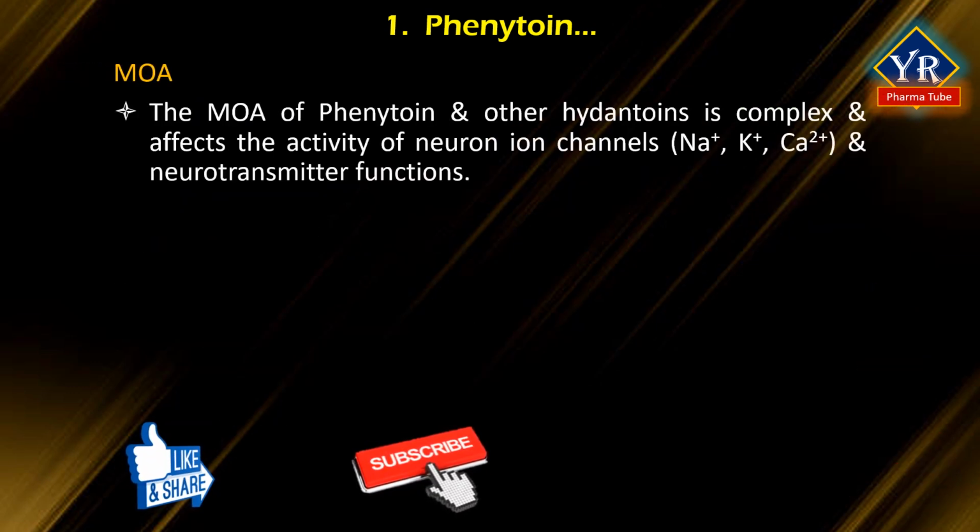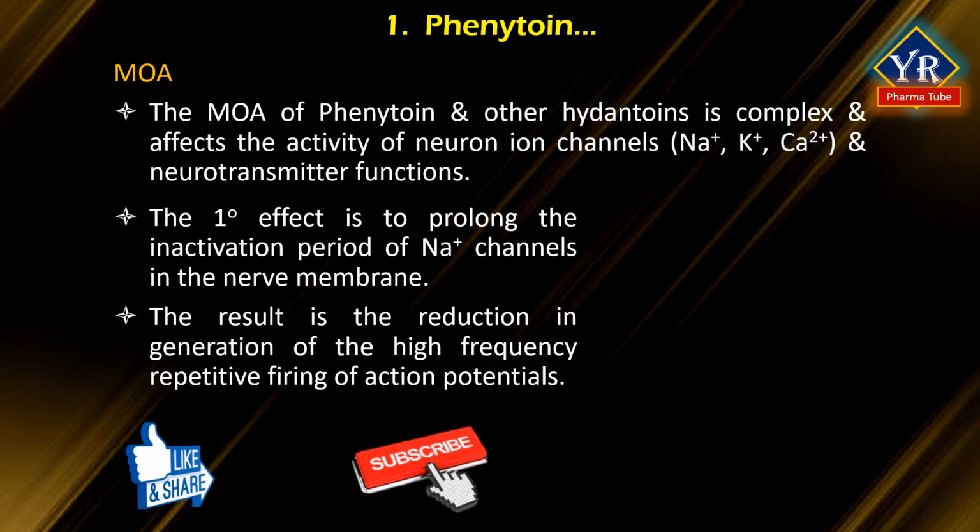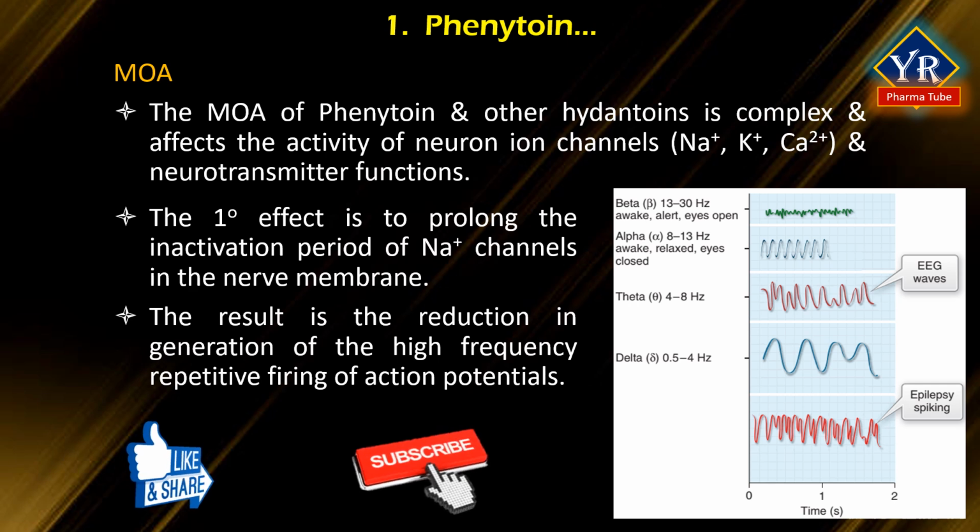The mechanism of action of phenytoin and other hydantoins is complex and affects the activity of both neuron ion channels and neurotransmitter functions. The primary effect of phenytoin is believed to be prolonging the activation period of sodium channels in the nerve membrane. The result is a reduction in the generation of high-frequency repetitive firing of action potentials from neurons involved in initiating seizures. The figure shown here is the comparison of normal brain waves with the high-frequency repetitive firing of action potentials observed during an epileptic seizure.